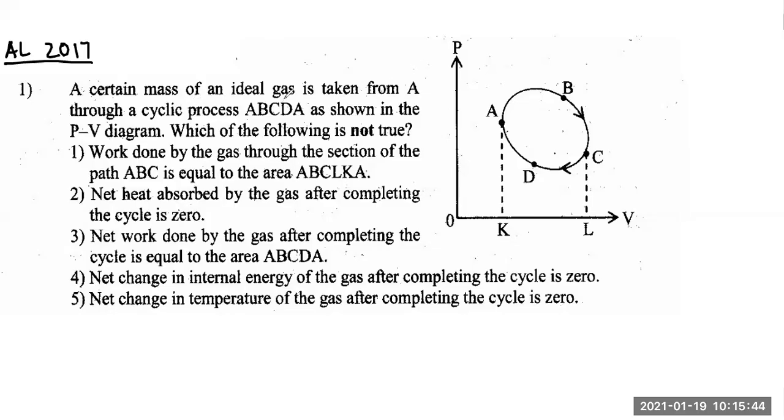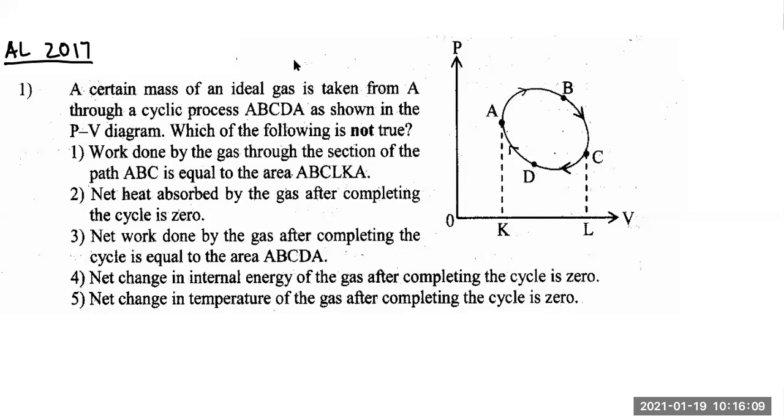A certain mass of an ideal gas is taken from A through a cyclic process ABCDA. So starting from A, going to B, then from B to C, C to D, D to A. So the process goes like this, as shown in the PV diagram. Which of the following is not true? It's not true. Okay, cool.